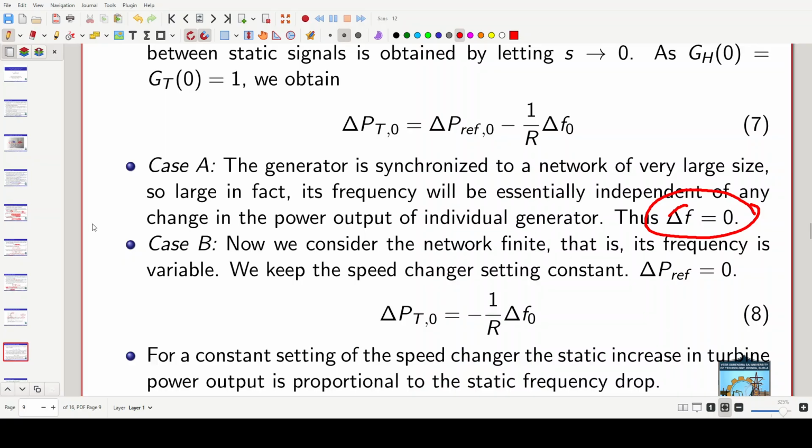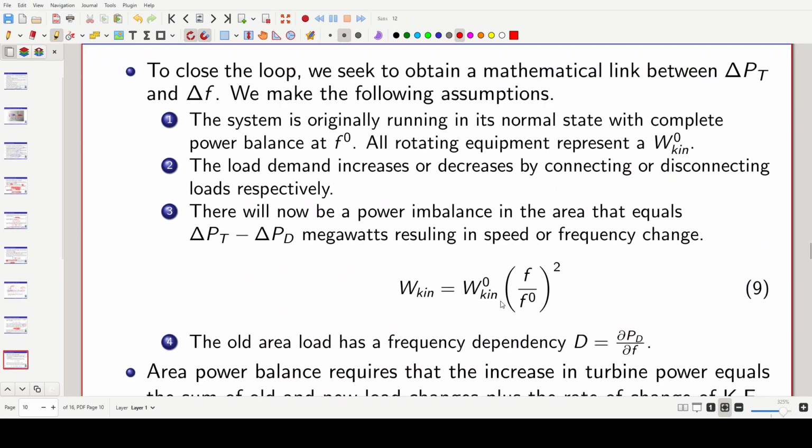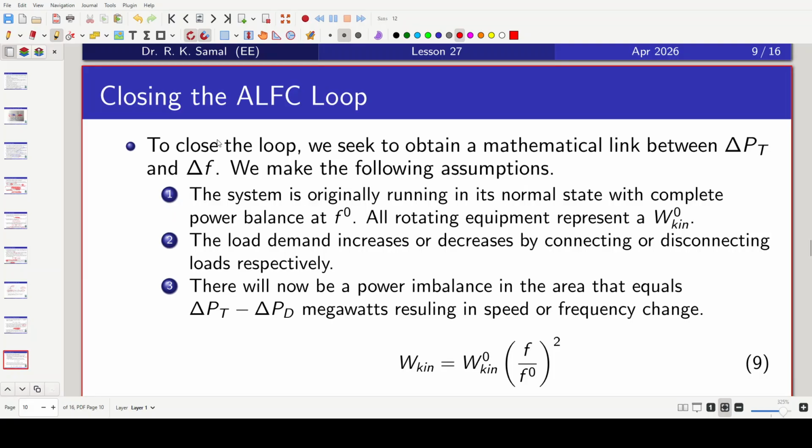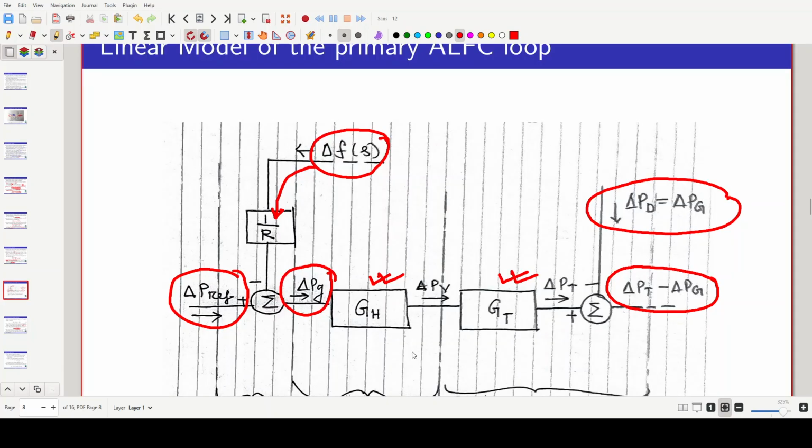And therefore we have these initial conditions. Delta PT0 is equal to minus 1 by R delta F0. I am making it fast. The next part is closing the ALFC loop. How to close the ALFC loop? So you need to find out some equation.